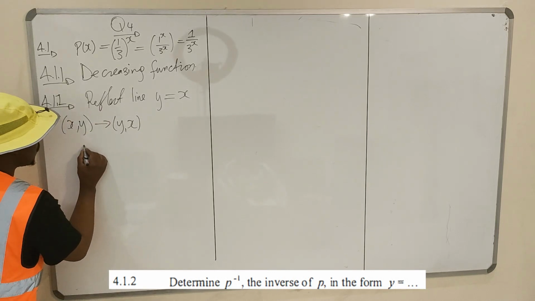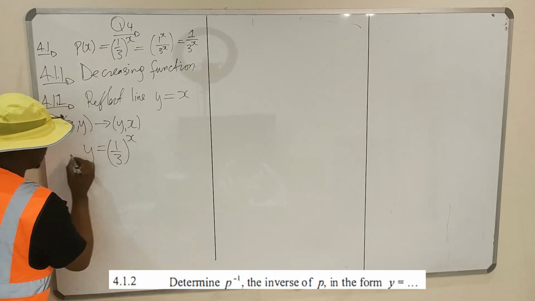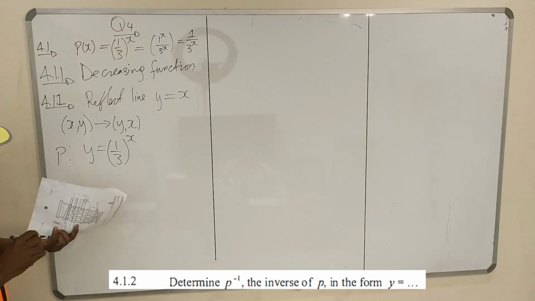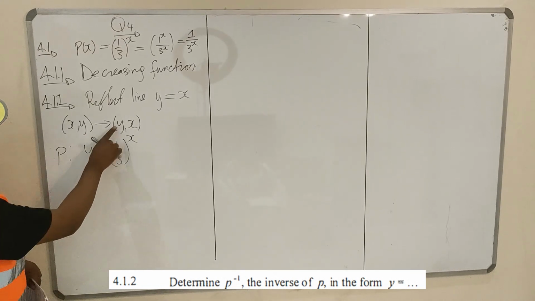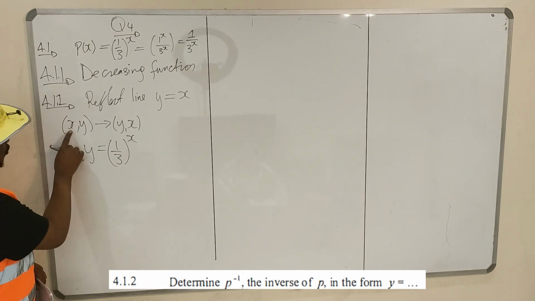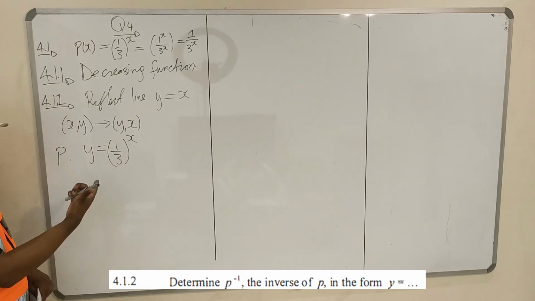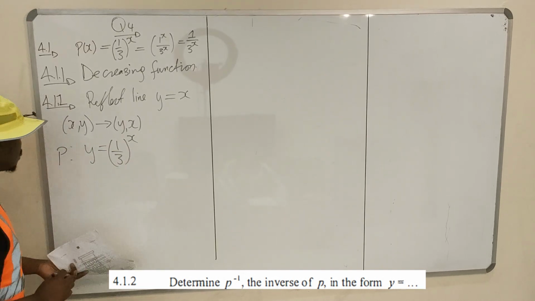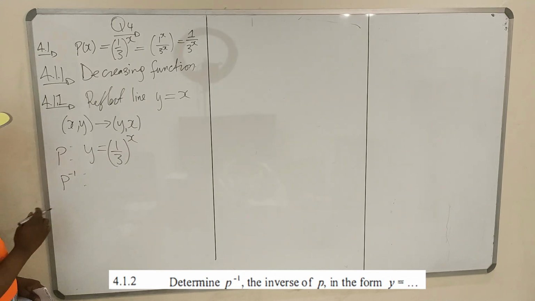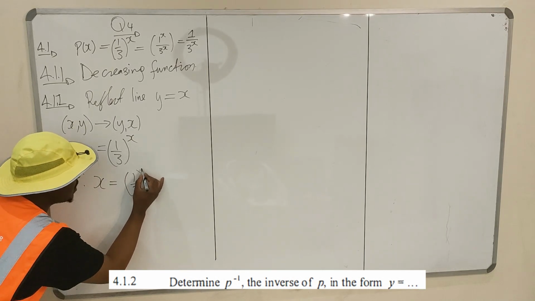So you have your function to be y is equal to 1 over 3 all raised x. This is your p. Right? Yes. So now, if you want the inverse of p, you apply this transformation, which means your x and y will swap places. So to get your inverse of p, you have your x here, and there you have your 1 over 3. What do you have up there? Y.